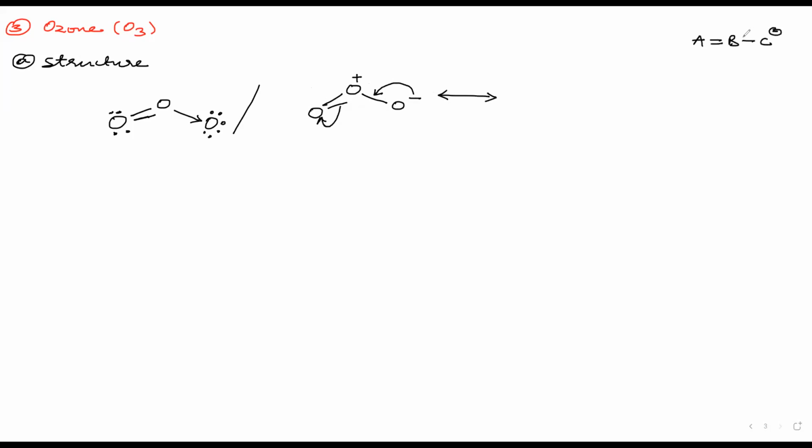A double bond to B, a single bond to C, and a lone pair. We just write it like this: A, now this will be O with a single bond and a negative charge here. Here we'll have our double bond, and this will have a positive charge. So the resonance hybrid structure will have partial double bonds. And what is the geometry here? It is bent shape. Correct, guys?